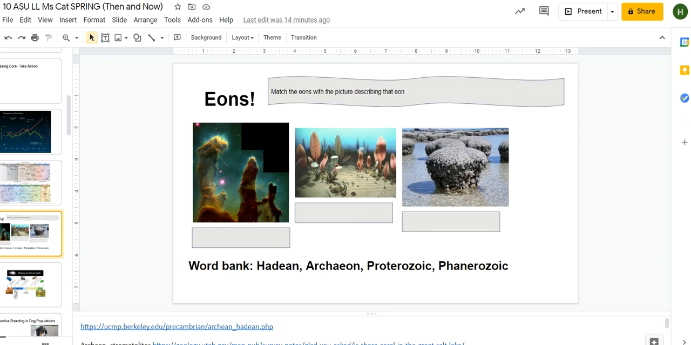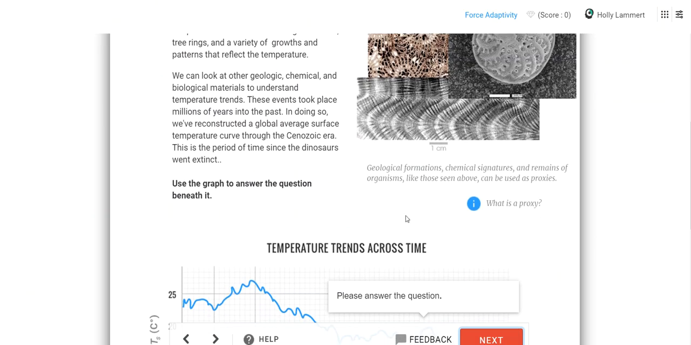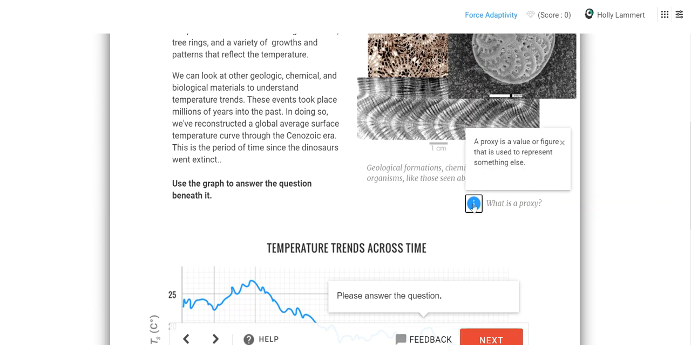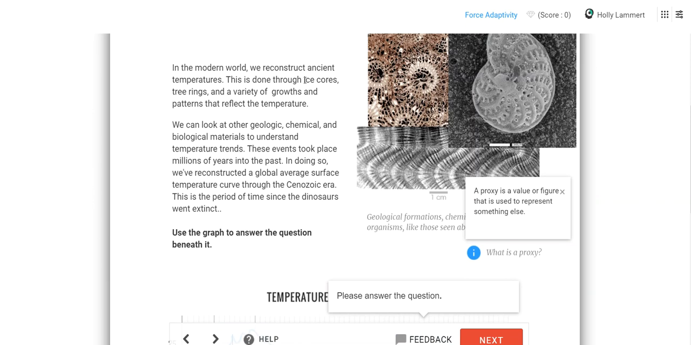Okay, so back to the lesson. Geological formations, chemical signatures, and remains of organisms like those seen above can be used as proxies. What in the world's a proxy? It's a value or figure that is used to represent something else. So we look at things like ice cores as a proxy. How many bubbles were present? We can use that to compare to bubbles present in temperatures that we know of. Same thing with tree rings. What do you think would happen to the rate of growth of a tree if it's warmer? Would it be more or less? Maybe more. And that obviously can correlate with a temperature. So that's how we use it as a proxy.